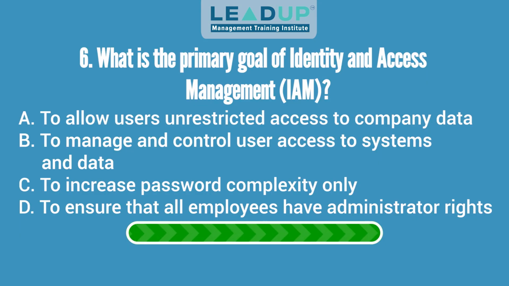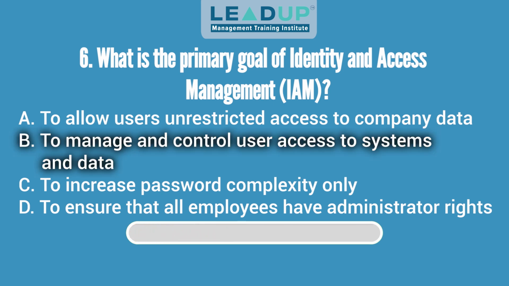Question 6. What is the primary goal of Identity and Access Management, IAM? A. To allow users unrestricted access to company data. B. To manage and control user access to systems and data. C. To increase password complexity only. And D. To ensure that all employees have administrator rights. Answer: to manage and control user access to systems and data.